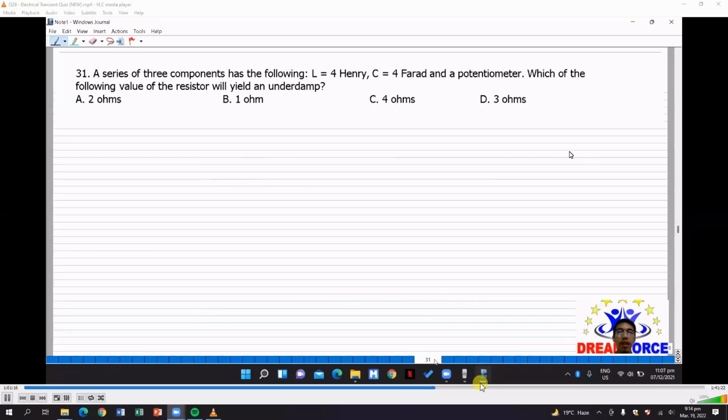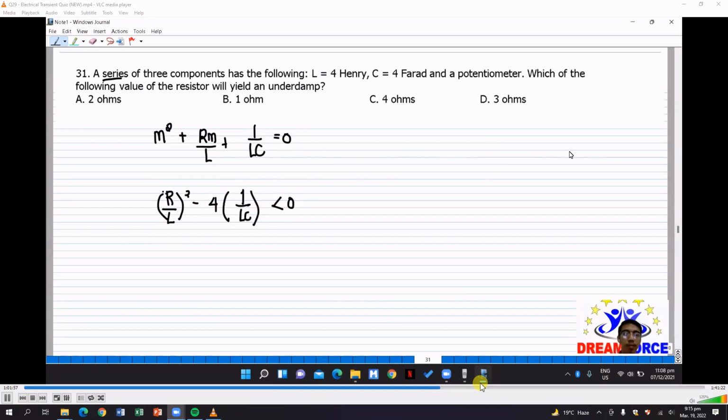In a series of 3 components as the following: 4 Henry, 4 Farad, and a potentiometer. Pag sinabi natin potentiometer, this is a variable resistor. Which of the following value of the resistor will yield an underdamped condition? So again, this is a series RLC. So again, sa series RLC natin, M squared plus RM over L plus 1 over LC, that is equal to 0. So discriminant natin, we have R over L squared minus 4 times 1 times C. Since underdamped, dapat daw less than 0.